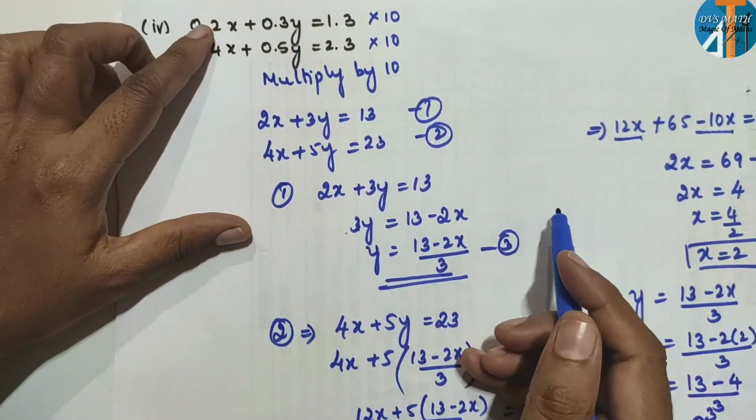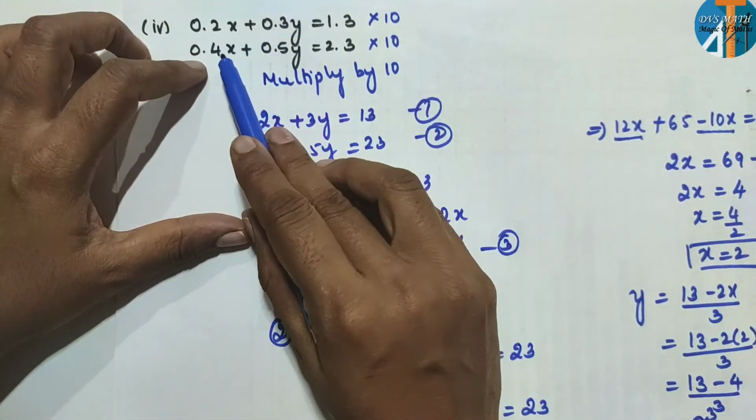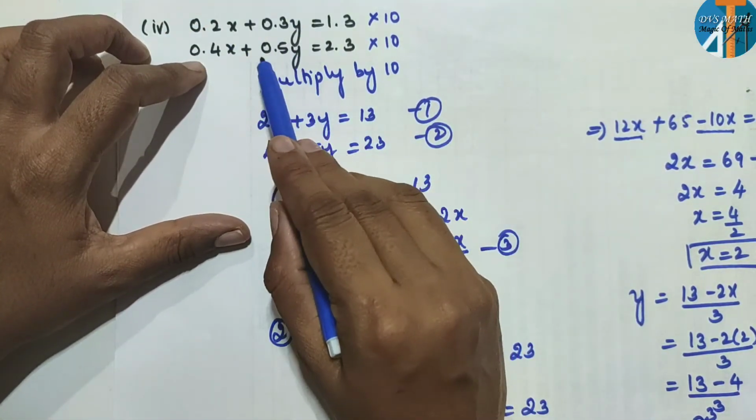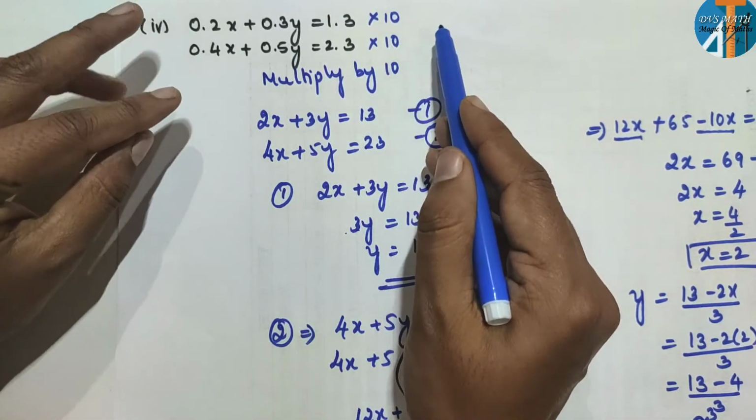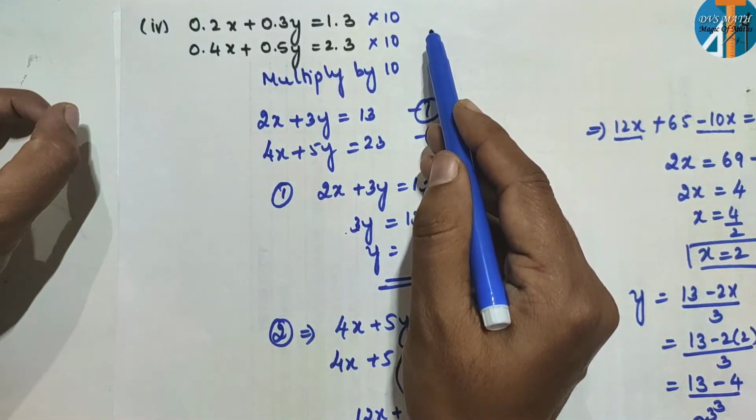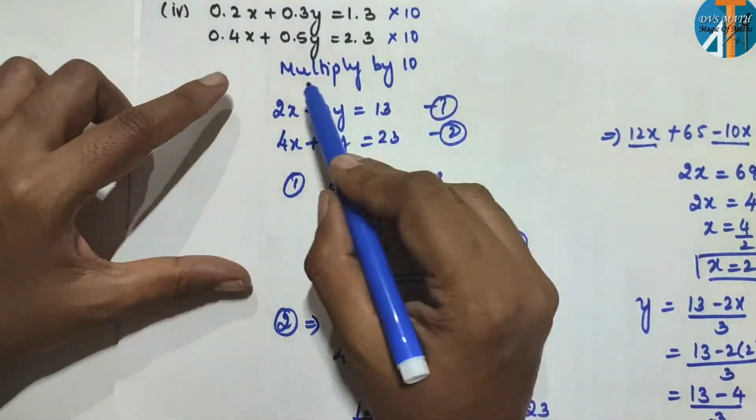Here they are in decimals, so we multiply. They have one decimal place, so multiply by 10. If there are two decimal places, you multiply by 100. If there are three decimal places, you multiply by 1000. That's it. Okay, sub question 4 is done.